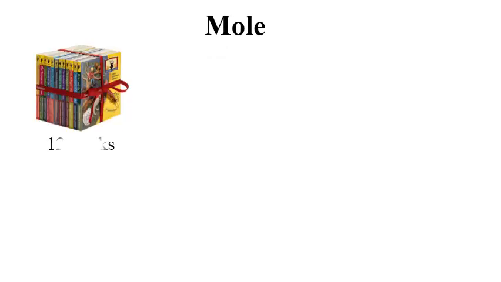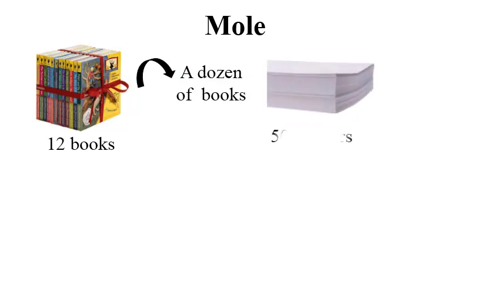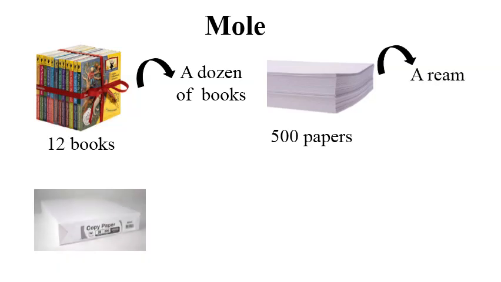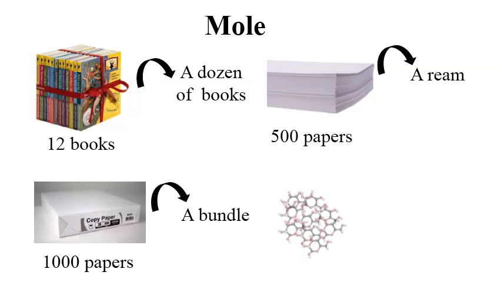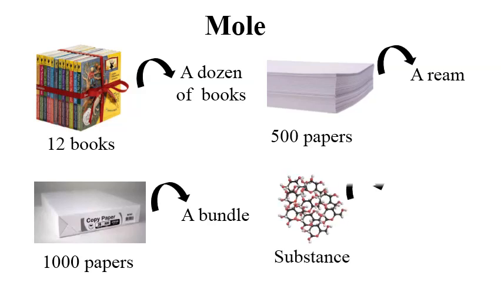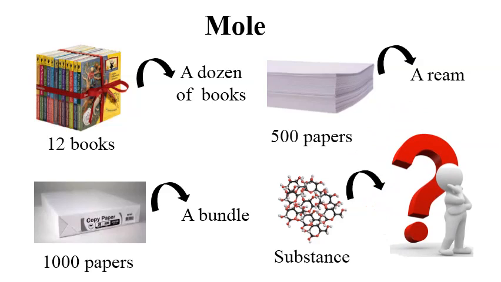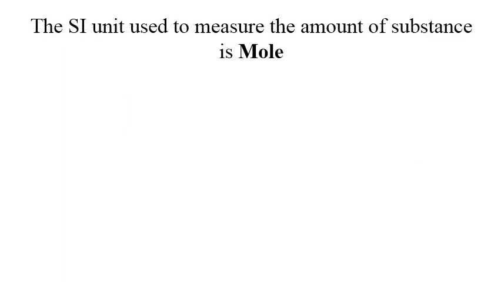Let's talk about mole. If we have 12 books, we call it a dozen of books. Similarly, if we have 500 papers, we call it a ream. And if we have 1000 papers, we call it a bundle. But what about the term used to measure a large quantity of substances? The SI unit used to measure the amount of substance is mole.